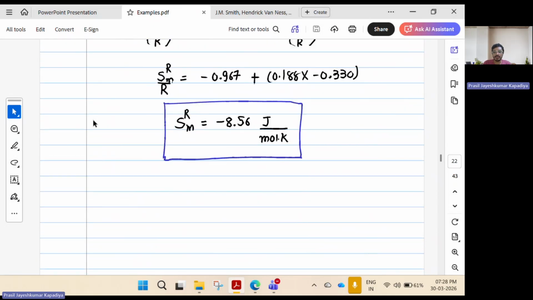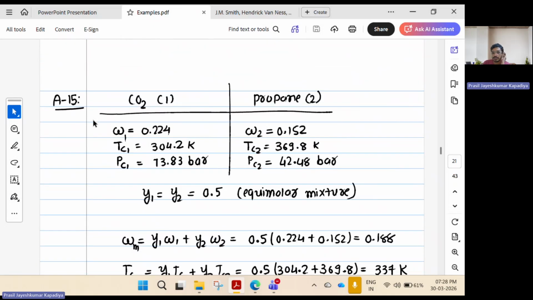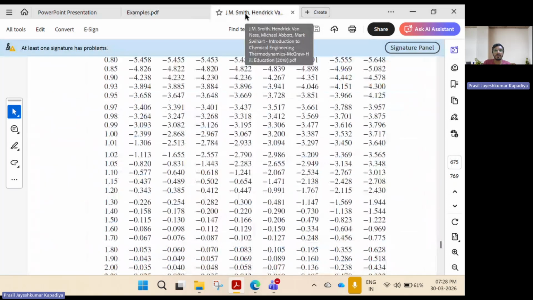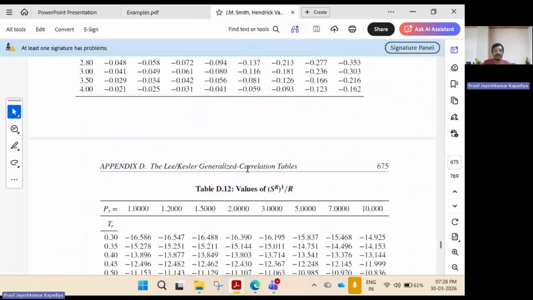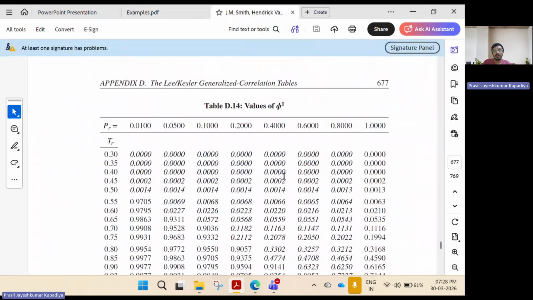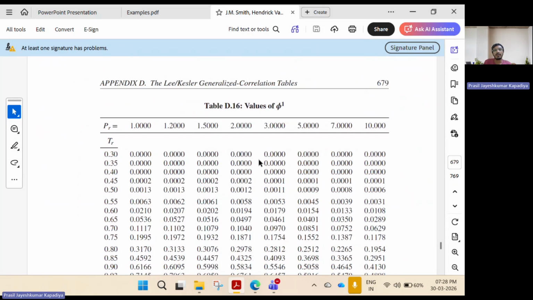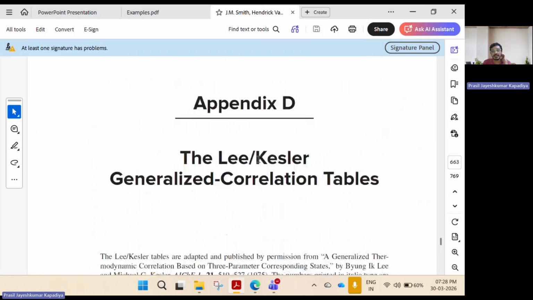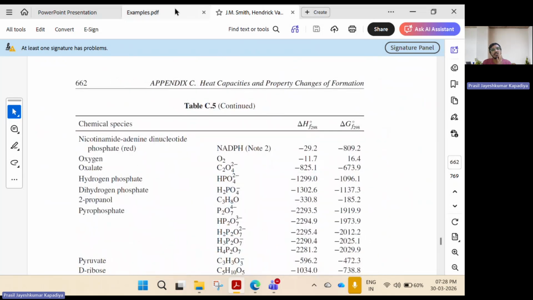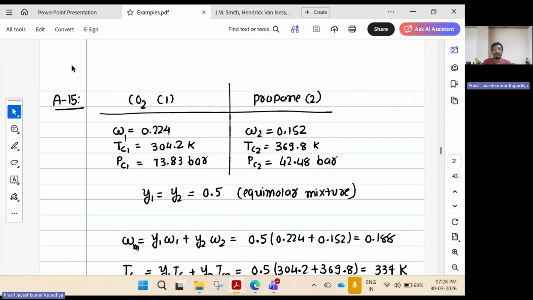So this problem teaches us how we should use these Lee-Kesler tables available in the literature. You can find these generalized Lee-Kesler correlation tables in any standard book. Similarly, when we are willing to find the fugacity coefficients phi, in that case also we can use this kind of table. So this was the application of the Lee-Kesler generalized tables and Lee-Kesler relations we have studied in our class.